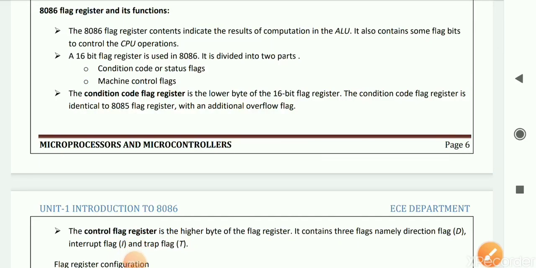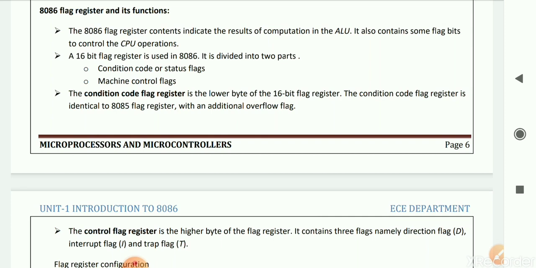Now we are going to start the 8086 microprocessor's next topic, that is flag registers and their functions. A complete question related to flags in the 8086 microprocessor may be asked, or you may be asked to explain some of the flag bits of the 8086 microprocessor.